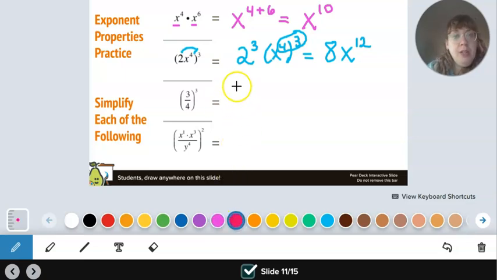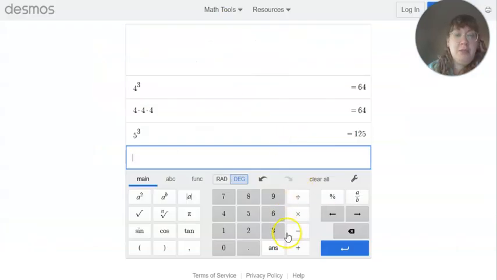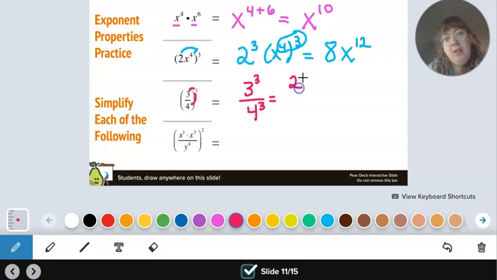3/4 cubed. Well, this is power of a quotient. We want to make sure the numerator is cubed and then the denominator. So we have 3 cubed divided by 4 cubed. 3 cubed, 3 times 3 times 3 is 27. And 4 cubed, we just did that one before, was 64.